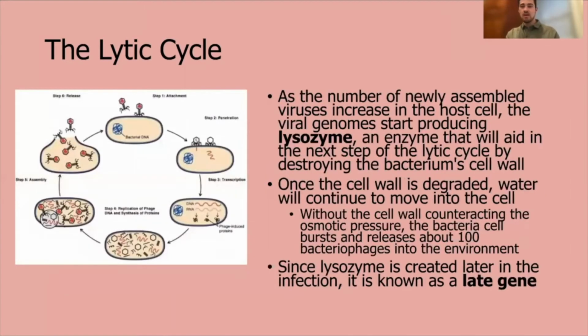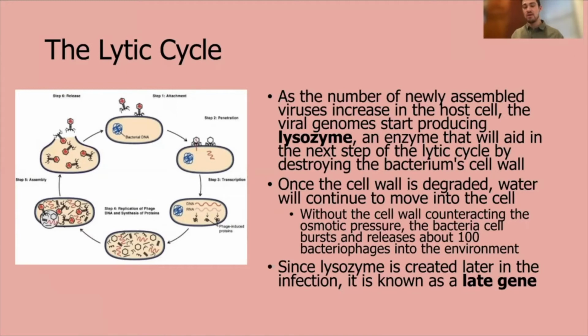So as the number of newly assembled viruses increase in the host cell, the viral genomes start producing lysozyme. So that's another enzyme, but it's not an early gene. It's actually known as a late gene. The enzyme that will aid in the next step of the lytic cycle by destroying the bacterium's cell wall. So now that we're inside of the bacterial cell and we're creating more and more of these bacteriophages, remember the lytic cycle, at the end of it, the host cell dies.